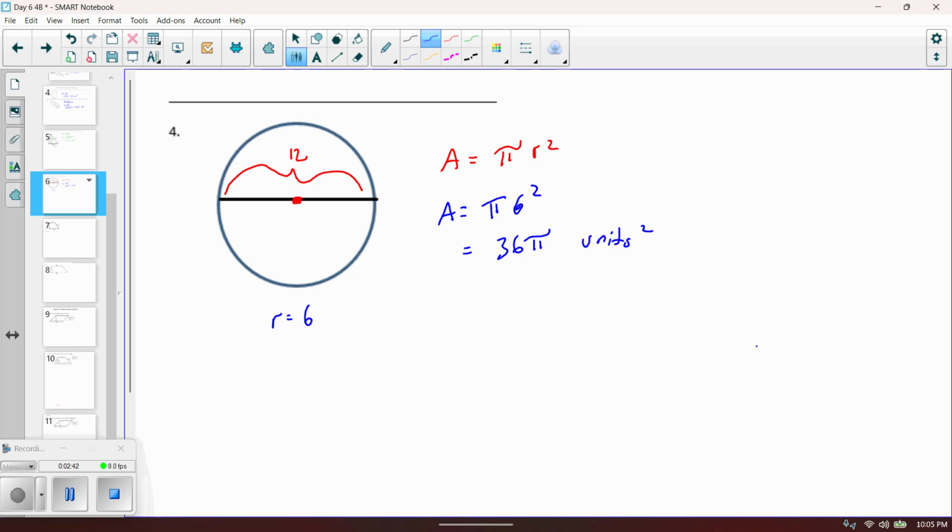Now, if we wanted to do a decimal approximation for that, then you're just going to plug 36 times pi into your calculator and see what that gives us. So 36 times pi is going to be approximately 113.097, again, units squared. Okay, so the first one is exact. Oops, if I could spell it right. And the second one is approximate.